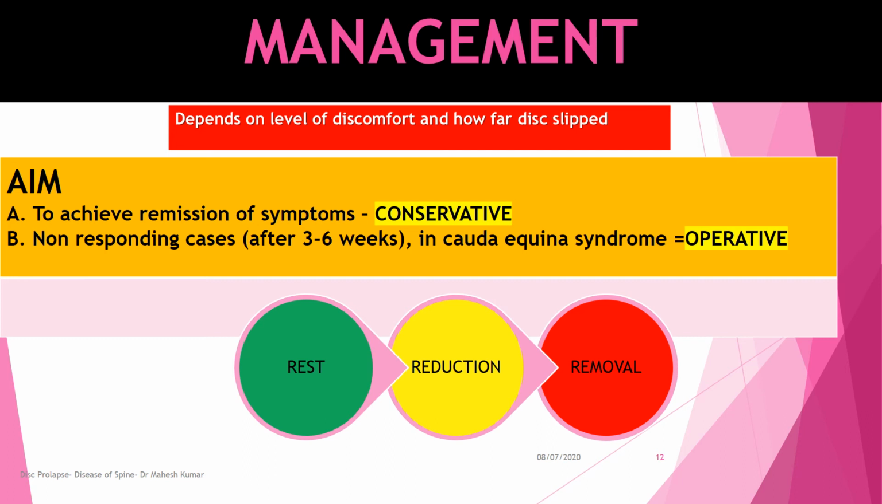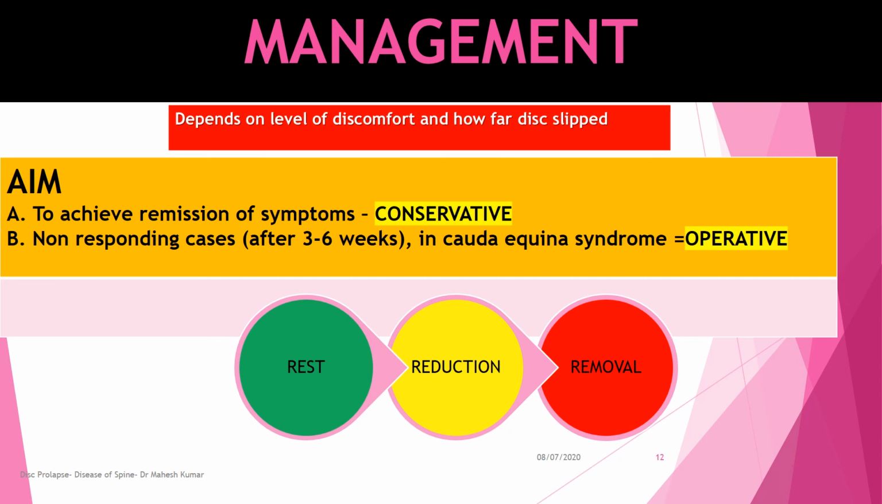The treatment includes rest, reduction, and removal. The rest includes bed rest, traction for 10 kg, drugs like painkillers, non-steroidal anti-inflammatory drugs, spinal corset, and reduced activities. Reduction includes continuous bed rest, traction for 2 weeks, epidural injections of corticosteroids and local anesthesia.